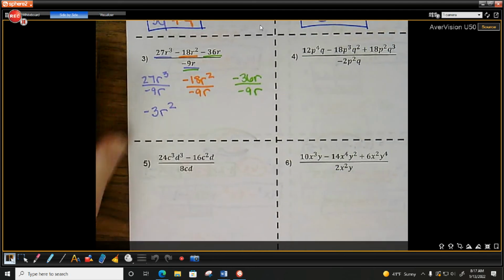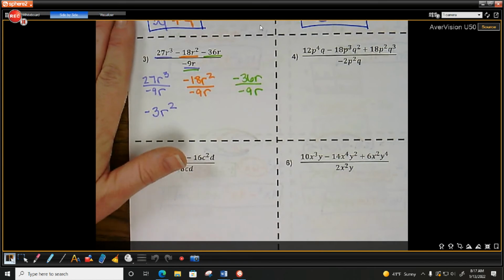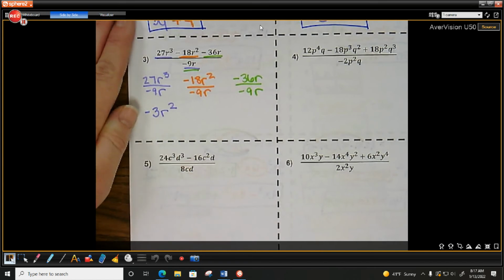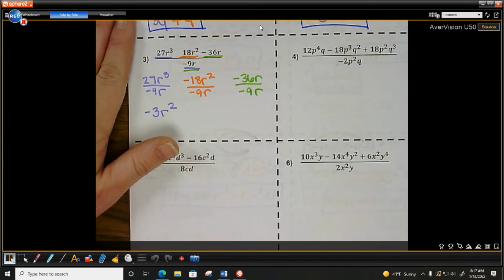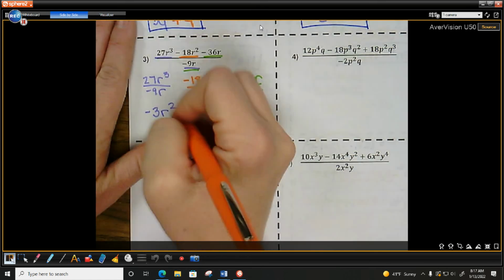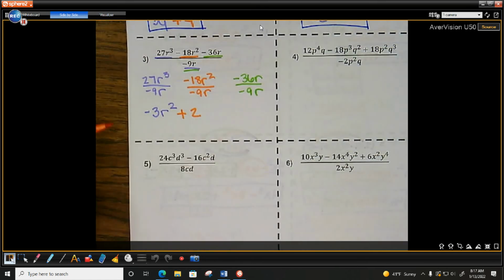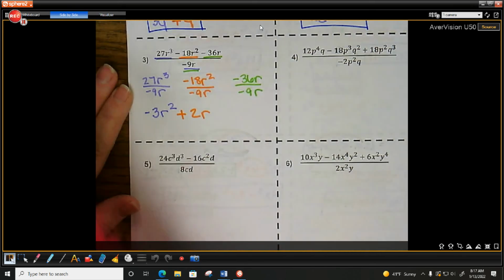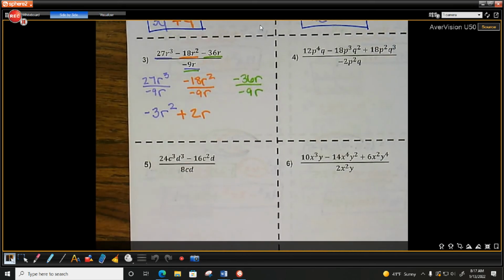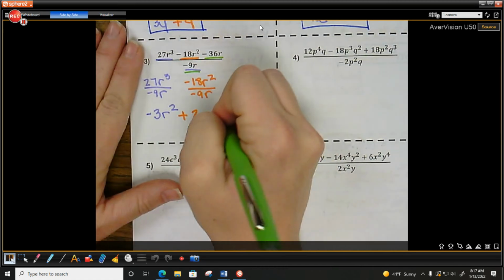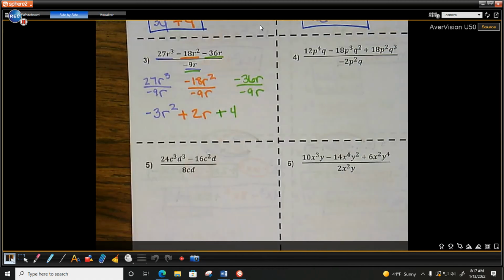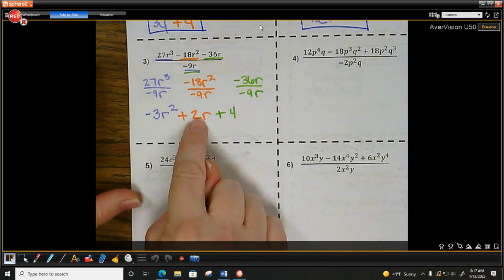So what's negative 18 divided by negative 9? Negative, negative? Positive 2. You have 2 r's on top and r on bottom. Cancel and you have just r on top. Very good. And then what's negative 36 divided by negative 9? Positive 4. What happens with r over r? You have an r on top, r on bottom. You cancel. Do you have any r's left anywhere? No, they're all gone. Are any of these like terms? Nope. Done.